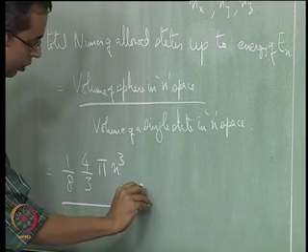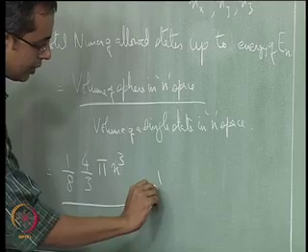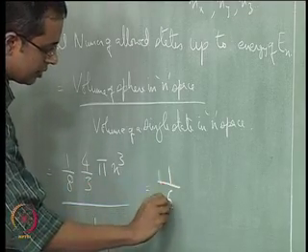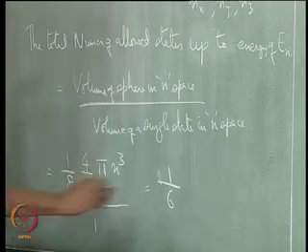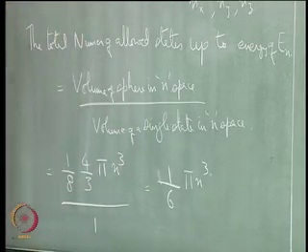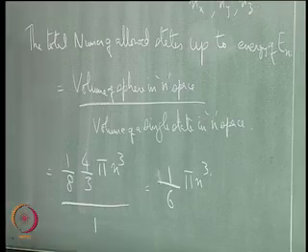So this is simply whatever the numerator is, 1 by 8 of 4/3 pi n cube, which we write as 1 by 6 pi n cube. Alright, so this is all it is. So we will take it from here.